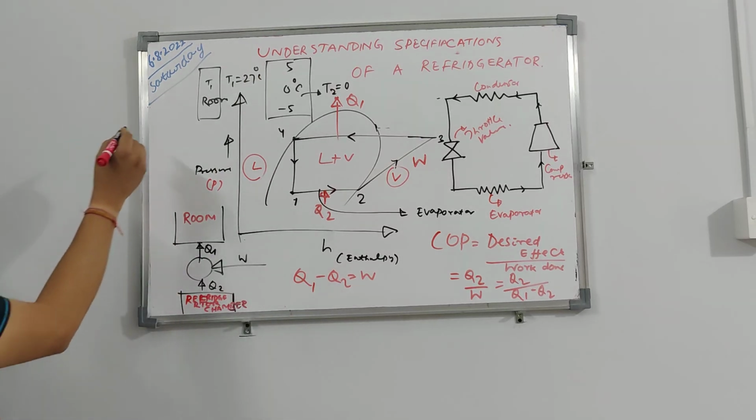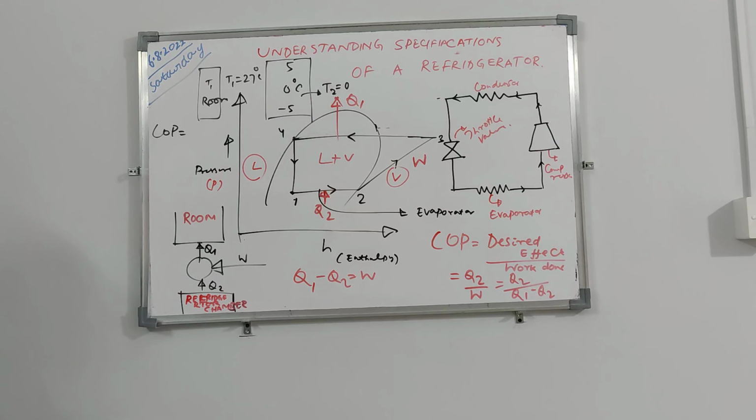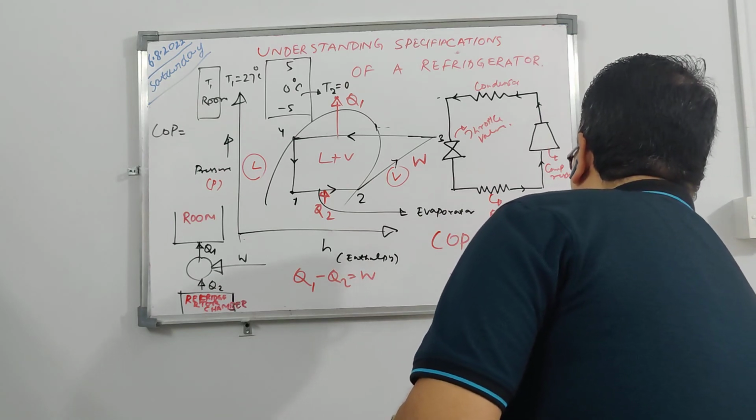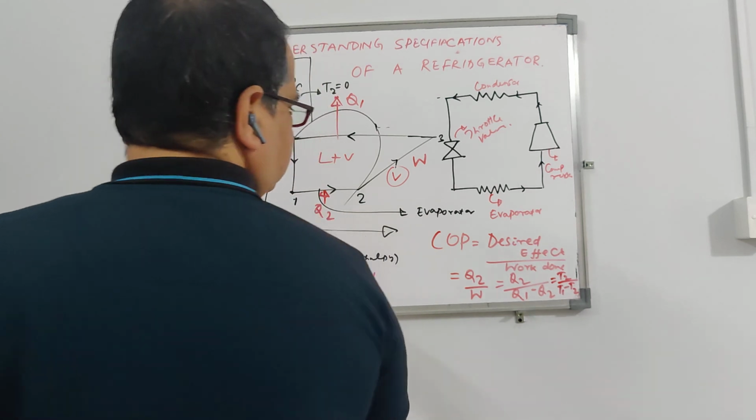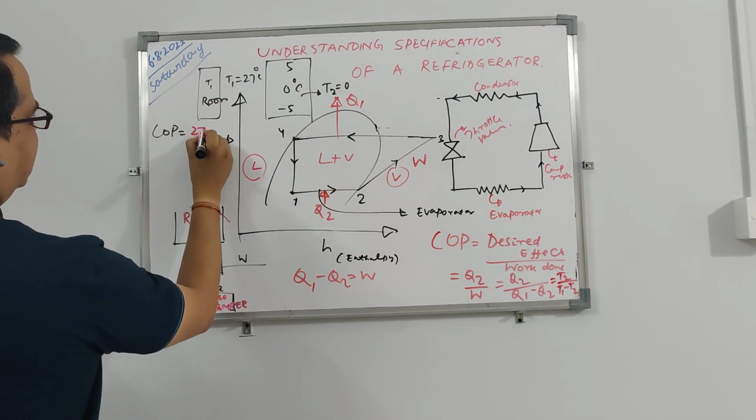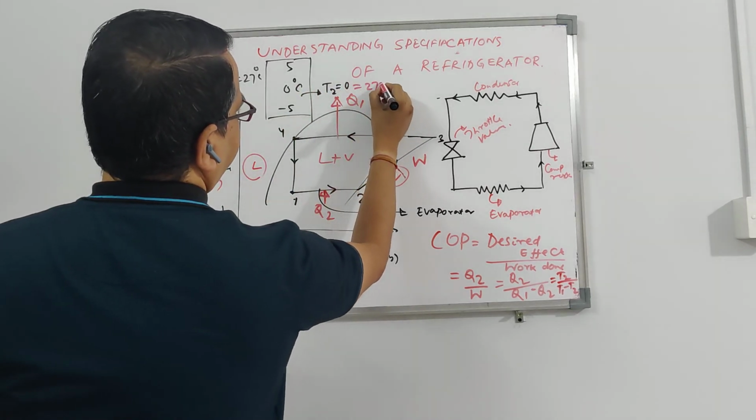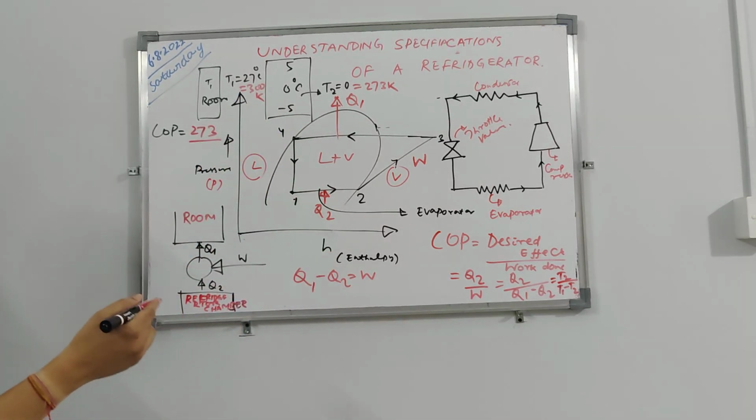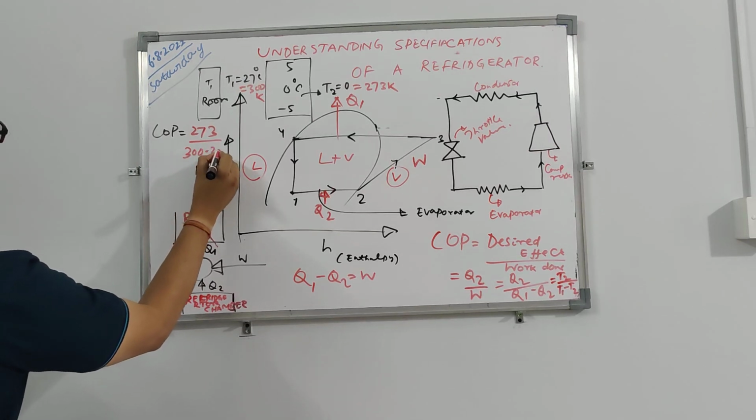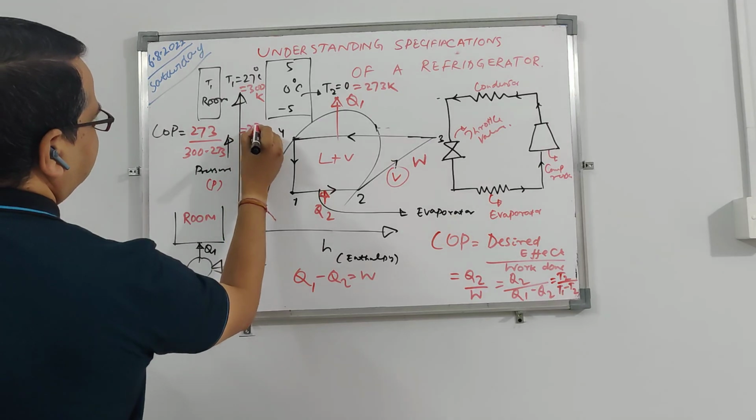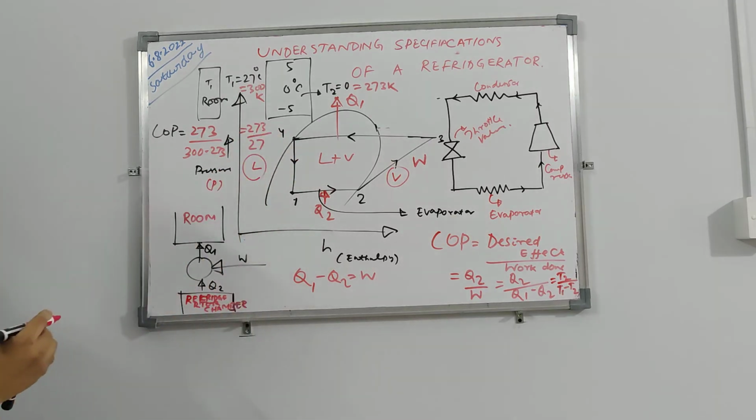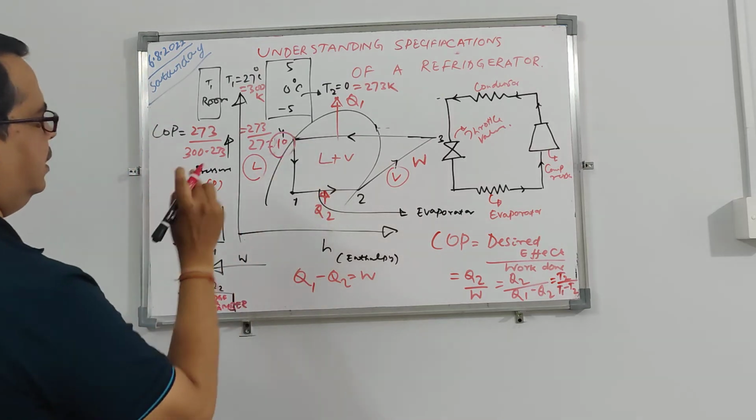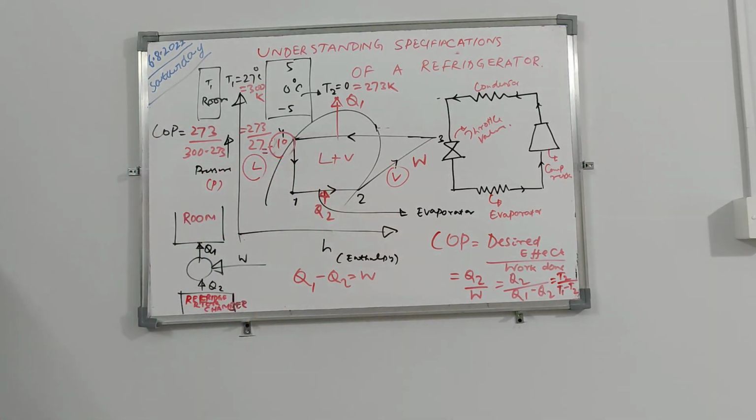So what will be my COP? I always put COP in absolute temperature, so it will be T2 by T1 minus T2. T2 is 273 Kelvin, and T1 is 300 Kelvin. So this is 273 divided by 300 minus 273, which is 273 divided by 27. So your COP in this case is around 10.2. So the typical COP of a refrigerator will be around 10.